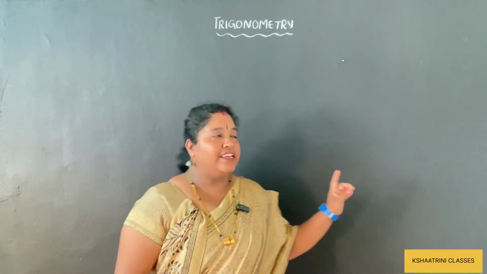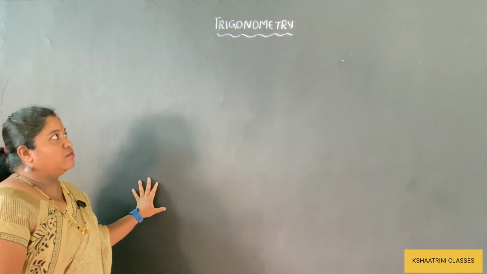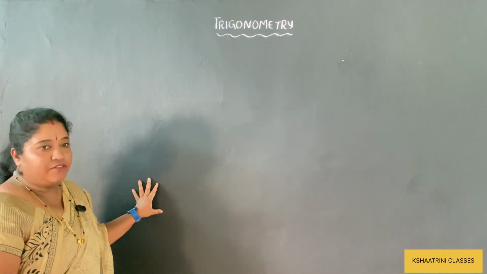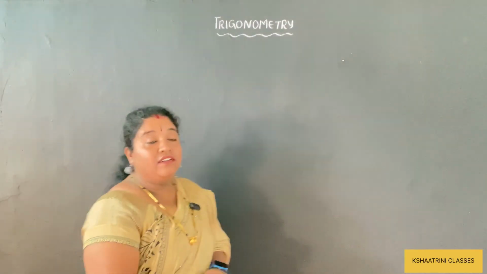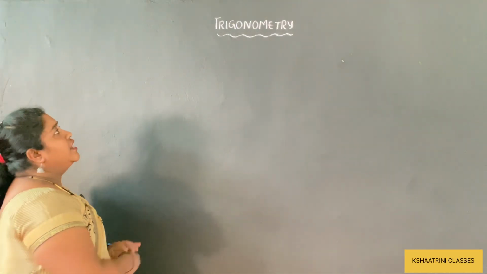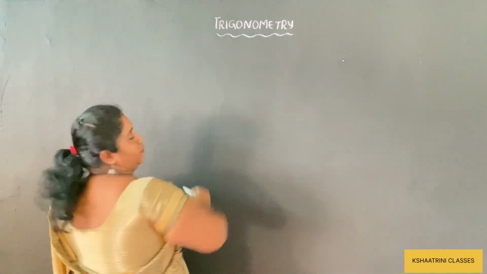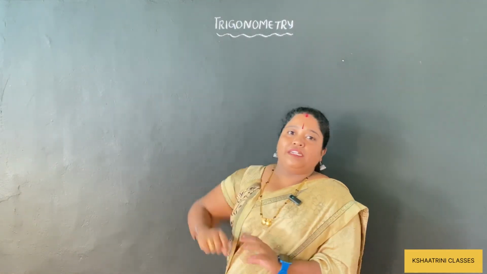Firstly, let us take the chapter trigonometry, one of the most important chapters for the examination. We'll understand the introduction to trigonometry. Dears, trigonometry: tri means 3, a three-sided figure, that is a triangle. Trigonometry basically deals with right angled triangles.